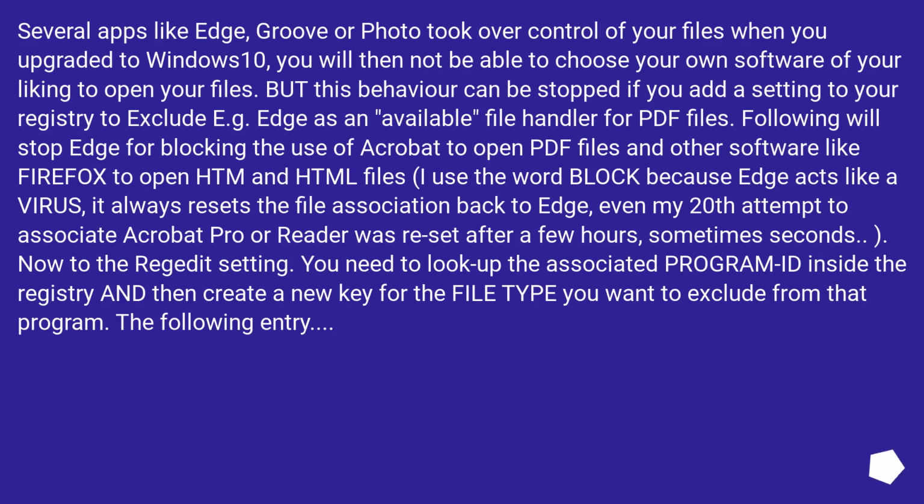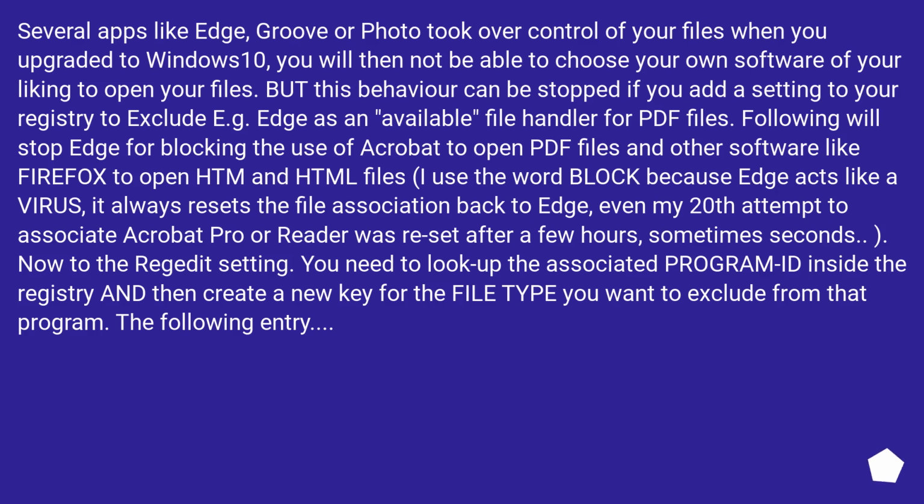Several apps like Edge, Groove or Photos took over control of your files when you upgraded to Windows 10. You will then not be able to choose your own software of your liking to open your files. But this behavior can be stopped if you add a setting to your registry to exclude, for example, Edge as an available file handler for PDF files. Following will stop Edge from blocking the use of Acrobat to open PDF files and other software like Firefox to open HTML and HTM files.